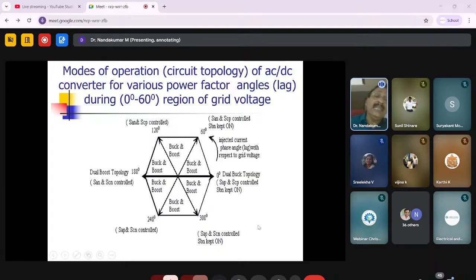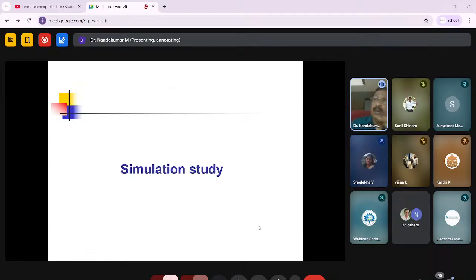I'm telling you that at any instant, only 2 switches are being controlled at the switching frequency. Out of the 6 switches of a 3-phase inverter, 2 switches are being controlled at that frequency. Therefore, the switching loss is reduced much. That is the advantage of my proposed switching method or algorithm.